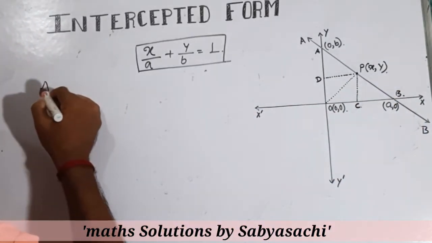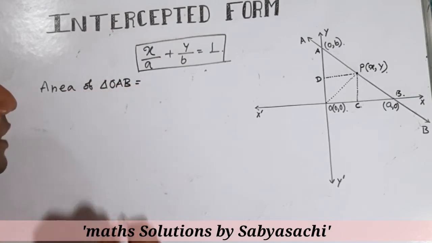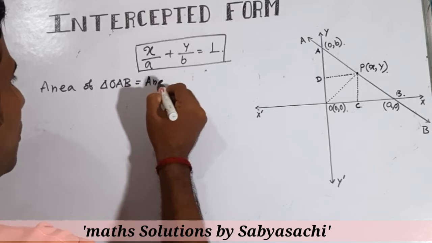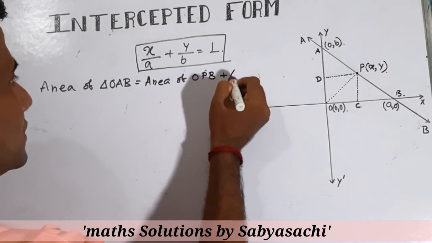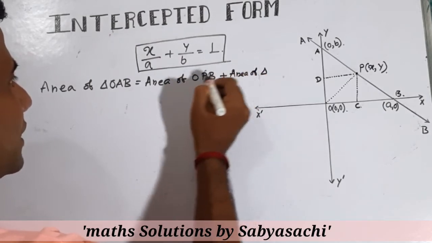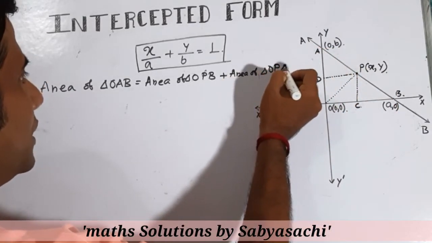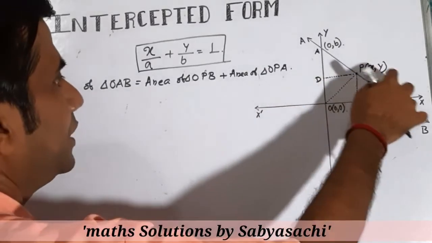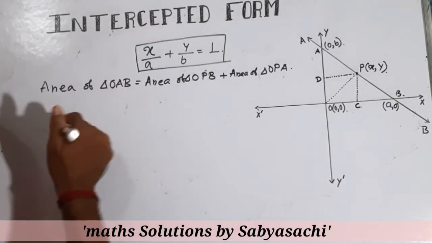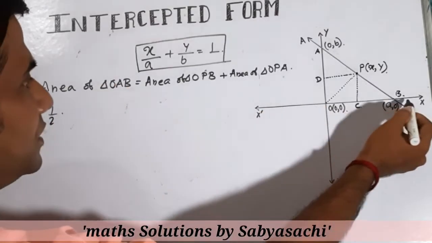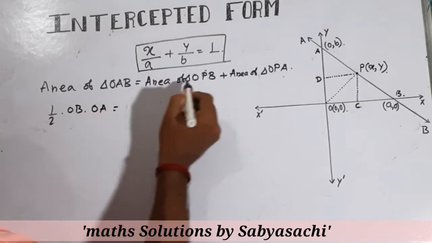Now from this figure, the area of triangle OAB is equal to the area of triangle OPB plus the area of triangle OPA. The area of OAB means half base into height, that is half base OB into OA.